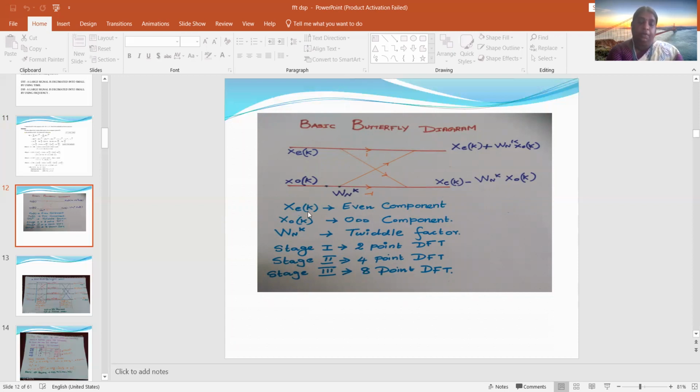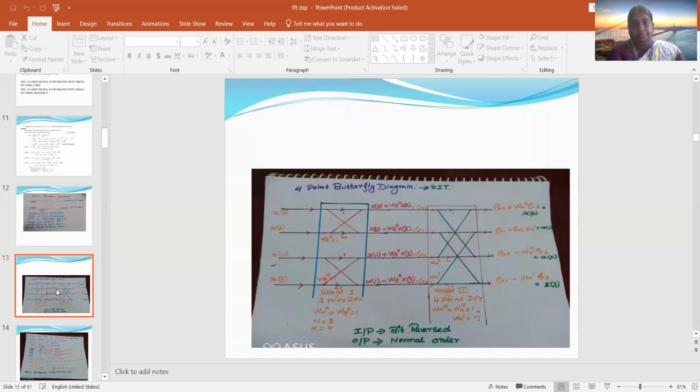Here Xe of k is the even component, Xo of k is the odd component, and Wn of k is the twiddle factor. Stage 1 is the 2-point, stage 2 is 4-point, and stage 3 is 8-point. This is the 4-point butterfly diagram, which I have explained using the DIT method, that is, decimation in time.